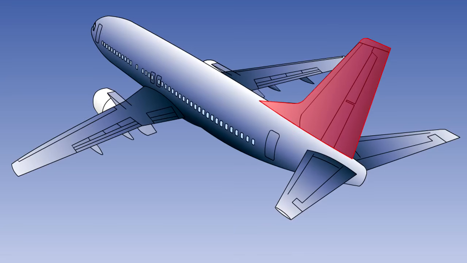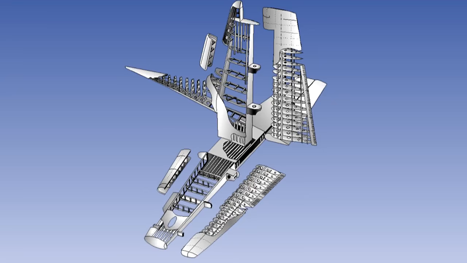The vertical surfaces, the vertical stabilizer or fin, generate sideways forces as required to provide stability about the normal axis. Directional control is provided by the rudder. The operation of these flying controls is fully covered in the Flight Controls series of lessons. Both the tailplane and the fin are subject to similar but smaller bending and torsional stresses as the wing.